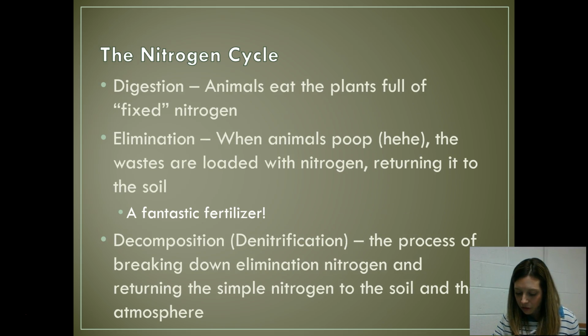Okay, here's some definitions for you that you need on your notes organizer. Digestion: the animals eat the plants that are full of the fixed nitrogen, so it breaks down in their stomach. Elimination is when animals release waste. Okay, they poop. The waste is loaded with that fixed nitrogen, which returns it to the soil. This is why manure is such a fantastic fertilizer. And then you have denitrification, which is that process of taking the fixed nitrogen and returning it to the soil and to the atmosphere. So denitrification.